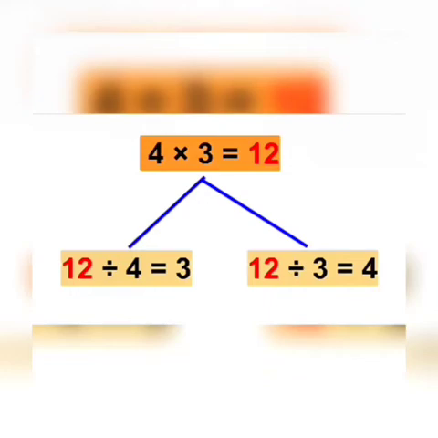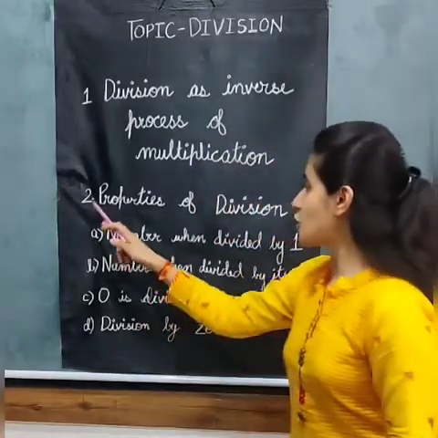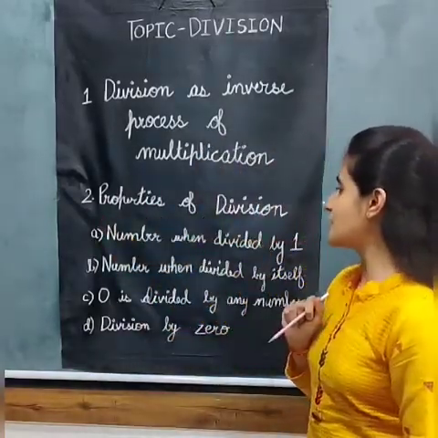In the third, we divide 12 by 3. That gives us answer as 4. So by looking at this, we can say that multiplication and division are inverse operations. And a multiplication fact always leads to 2 division facts. So this was the division as inverse process of multiplication. Now let us start the second topic, properties of division.